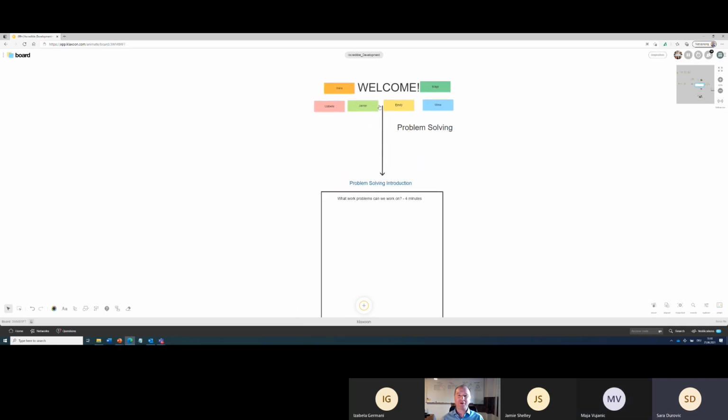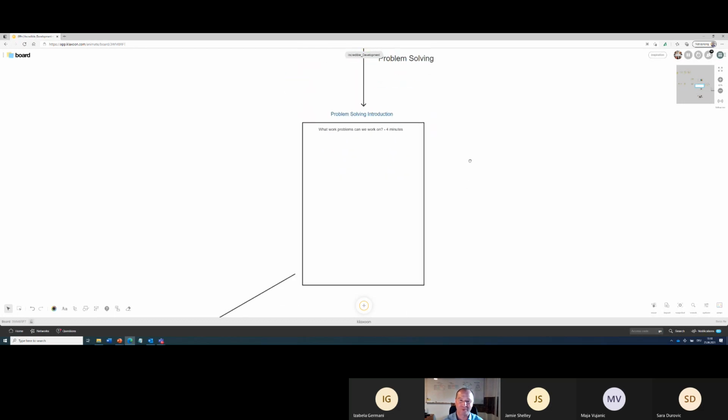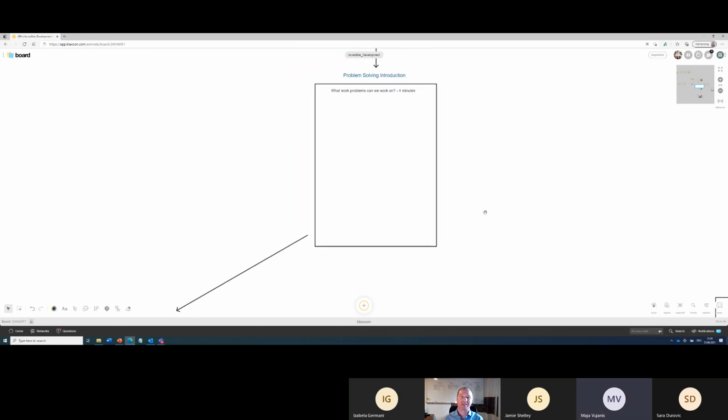Okay. So very good. Then if you move down from the little welcome area, you'll see our little problem solving introduction there. Let's see if we can work on a real problem. So a work problem, not necessarily a personal problem, can't solve everything in a 1 hour workshop. But let's have a quick brainstorm, throw a few post-it notes down there on a work problem that potentially we can work on together. It could be anything, a project challenge that you're having at the moment.